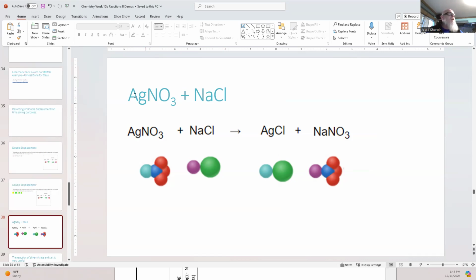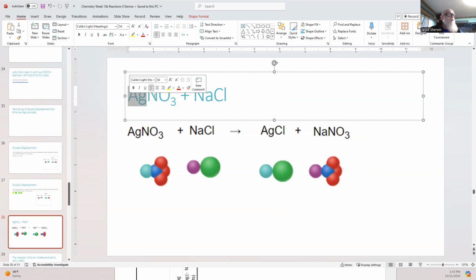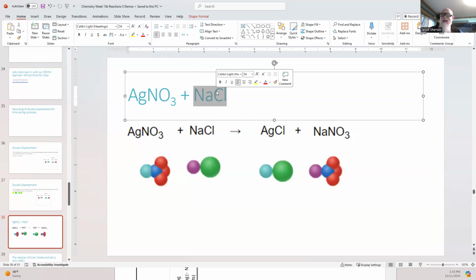What's going to happen is the silver is going to break apart from the nitrate, and the silver is going to become a positive ion, and the nitrate, NO3, is going to become a negative ion. Now our salt, table salt, sodium chloride: the sodium is going to break apart and form a positive ion, and the chlorine is going to break apart and form a negative ion, as it always does. And these are aqueous solutions. They are in water. So if the silver is positive and the chlorine is negative, the silver and the chlorine are going to team up. It's the way ionic compounds work.